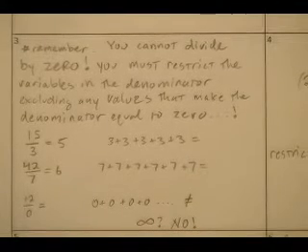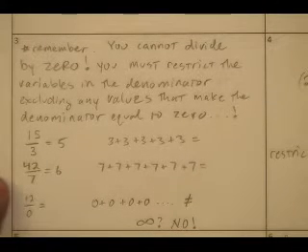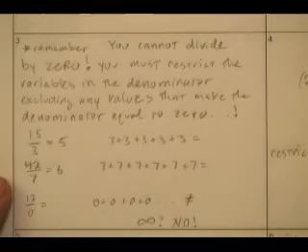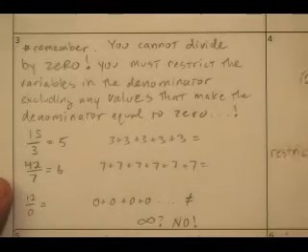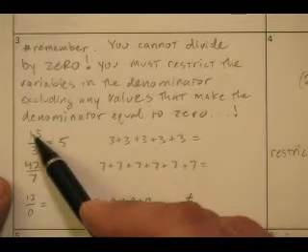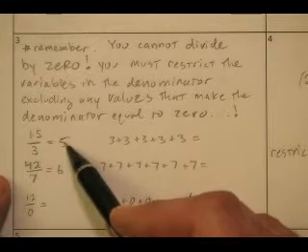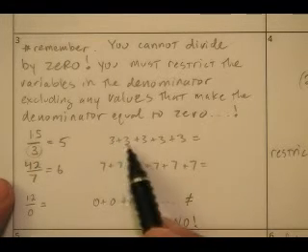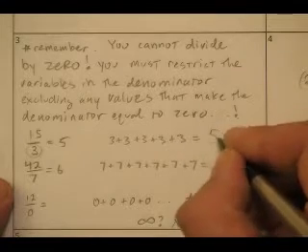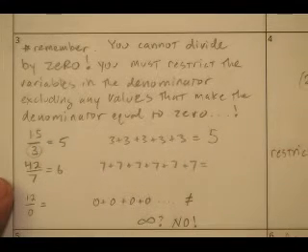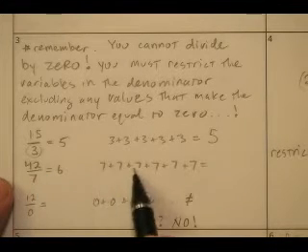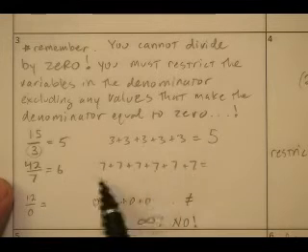But common mistakes. So, remember, you cannot divide by 0. You must restrict the variables in the denominator, excluding any variables that make the denominator equal to 0. Why can't we divide by 0? Because what is division? It's kind of like the opposite of multiplication, right? It's the inverse. If I do 5 times 3, I get 15. If I do 15 divided by 3, I get 5. Why? Because it's saying, how many times must I add 3 to itself till I get to 15? Well, 3 plus 3 plus 3 plus 3 plus 3. If I add 3 to itself 5 times, I will eventually reach 15 evenly. And this says, how many times must I add 7 to itself to reach 42? Well, let's start counting: 7, 14, 21, 28, 35, 42. I added 6 of them.